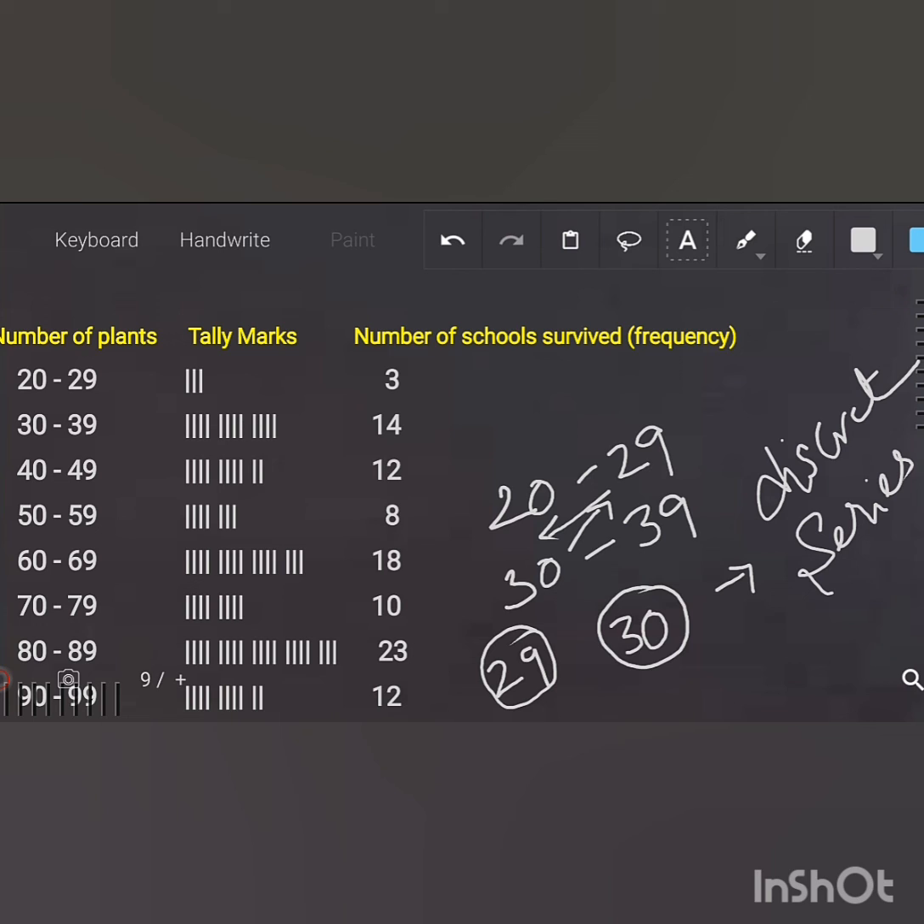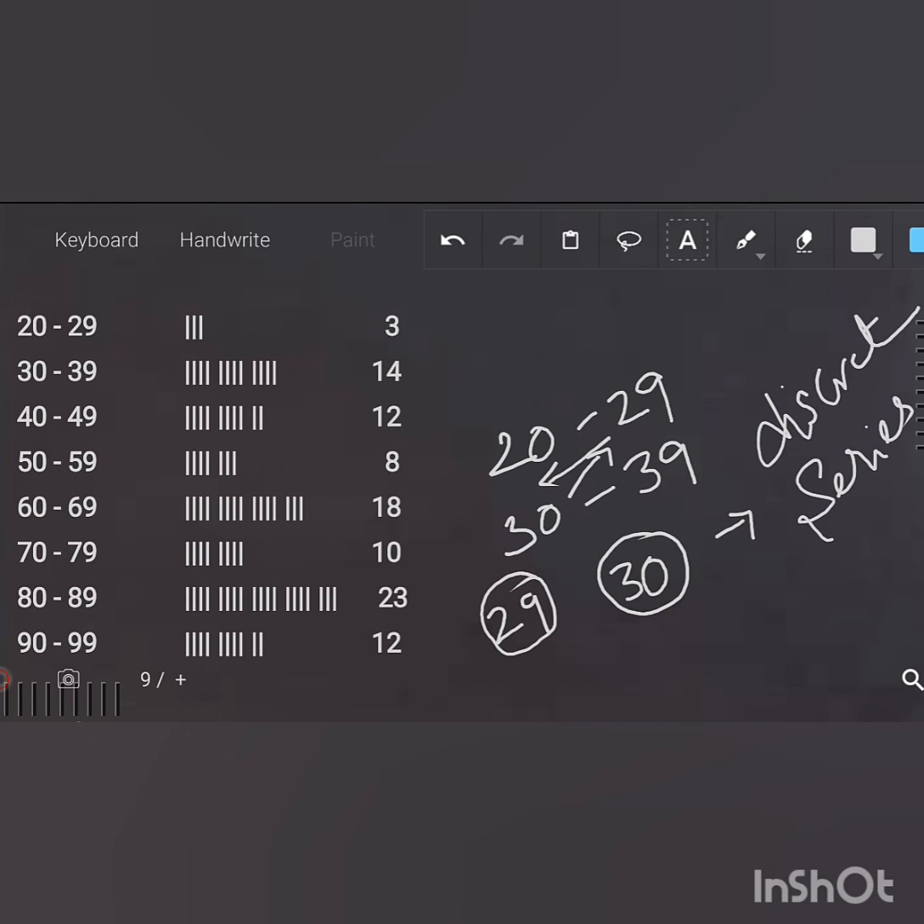So this kind of series is called a discrete series. Here if you observe 20 to 29, 30 to 39, 40 to 49 and so on. In the first class 20 to 29, the upper limit is 29, and in 30 to 39 the lower limit is 30. Here 29 and 30 are not equal. Again 30 to 39, 40 to 49: the upper limit of 30 to 39 is 39 and the lower limit of 40 to 49 is 40, and 39 and 40 are not equal. So this kind of frequency distribution is called a discrete series.